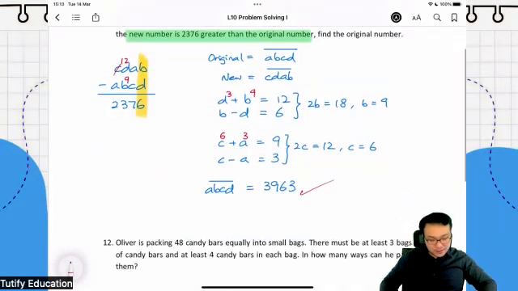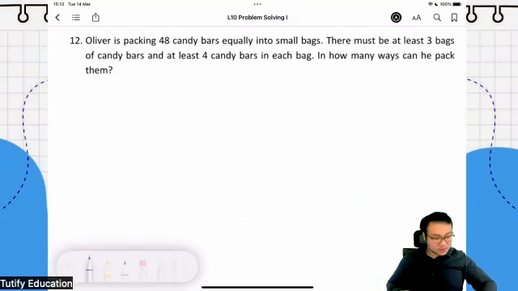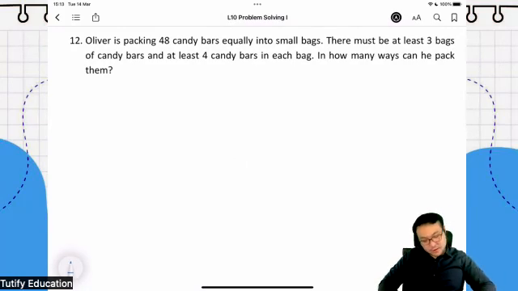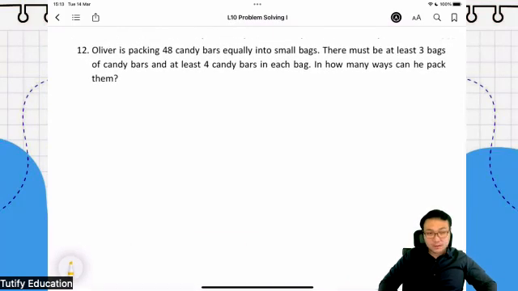Okay, now let's look at question 12. Oh, that's quite straightforward. This question is going to be quite straightforward, but you still have to be careful to make sure that you follow the rules of the question. The question says that there's 48 sweets altogether, 48 candy bars, and you are trying to pack them into smaller bags. There are some rules that you must follow.